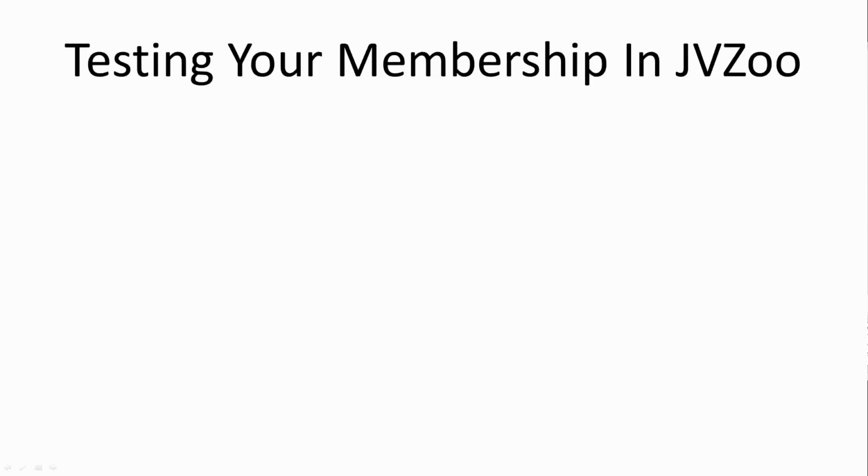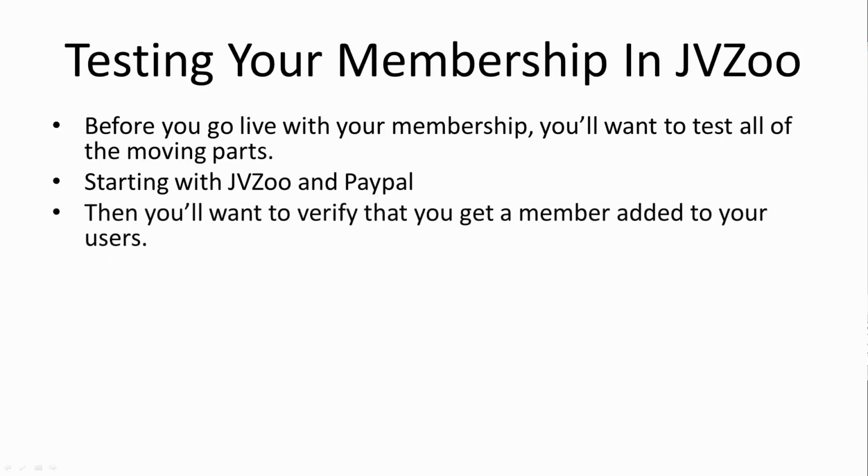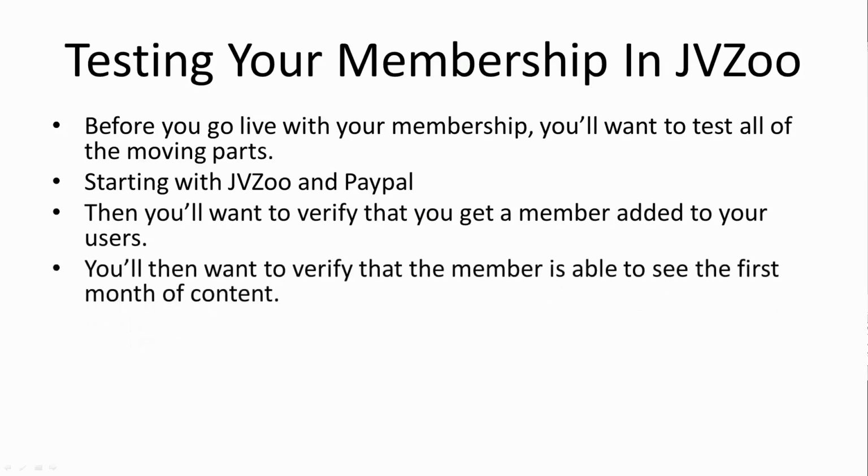Now, in this video, we're going to be talking about testing your membership in JVZoo, as well as in your WordPress installation. Now, before you go live, you'll want to test all of the moving parts of your membership. And you're going to start with JVZoo and PayPal, and we're going to show you how to do that here in a minute. You're also going to want to verify that you get a member added to your user section. You're also going to want to verify that the member is going to be able to see the first month of content. So when you actually go through the testing process, make sure you use an email address that you're going to be able to check and look at as if you were your own customer.